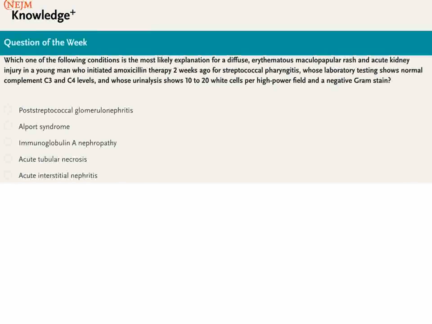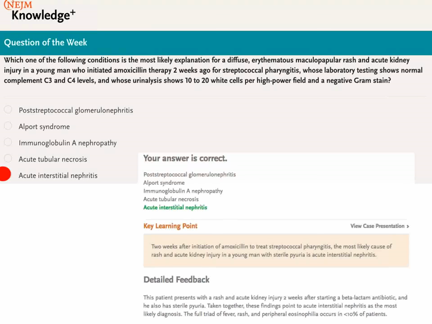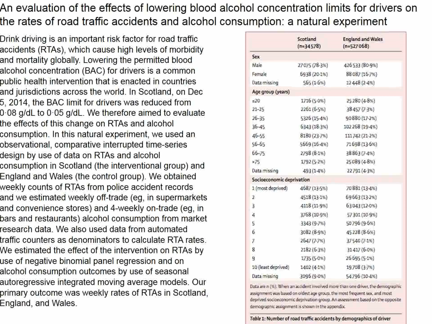But her laboratory testing shows normal complement levels, and her urinalysis shows white cells and not very many red cells, and there's no comment here about red cell casts, and so we're asked what she has. Well, with this palette of things here, I guess she probably ought to have acute interstitial nephritis related to her antibiotic treatment. Now, developing acute interstitial nephritis from amoxicillin is not common, but it has been described.